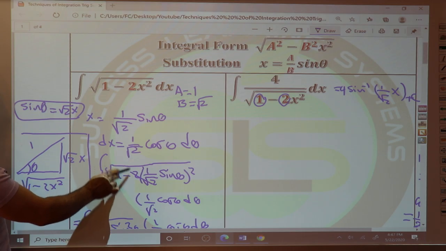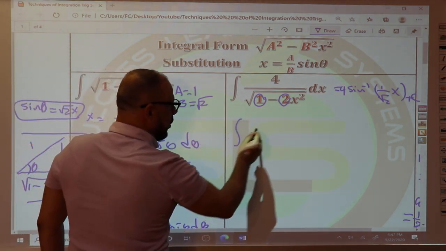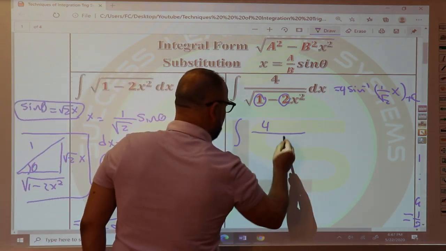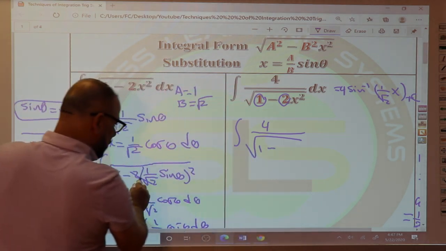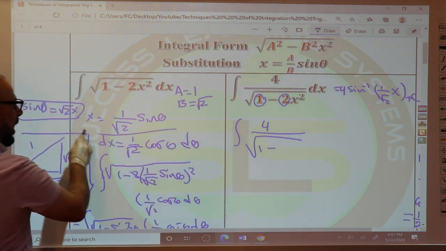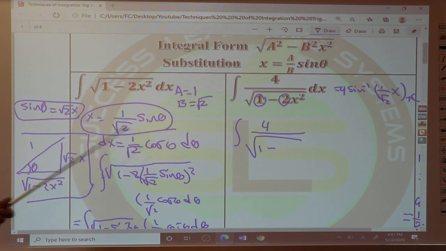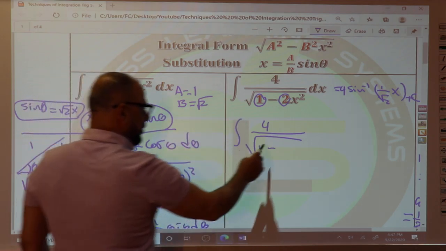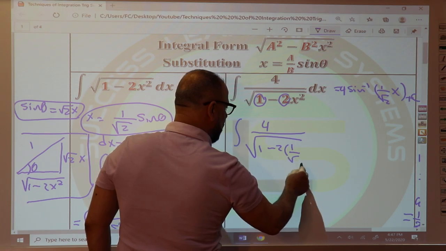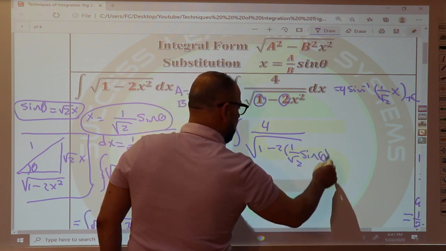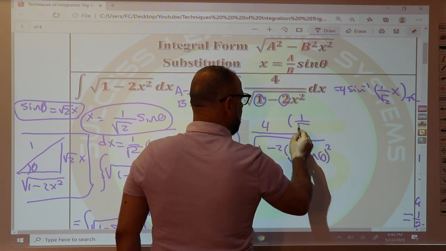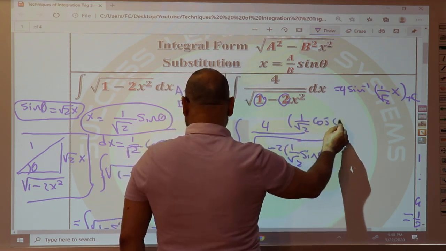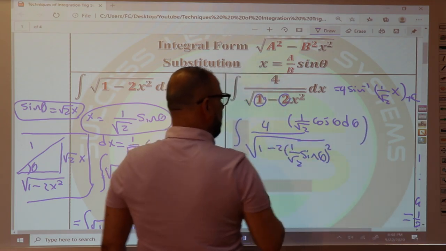Sine x equals what? Then I'm going to write this here, integration. If you follow me, 4 square root of 1 minus, you see that? 2. I'm going to show you this step one more time, but I'm using the same exact trig substitution. You're going to end up here, 1, the 4 is 4. And here 1, 2, I'm going to take this step, 1 over square root of 2 sine theta square, and dx is what? 1 over square root of 2, right? Cosine theta d theta.